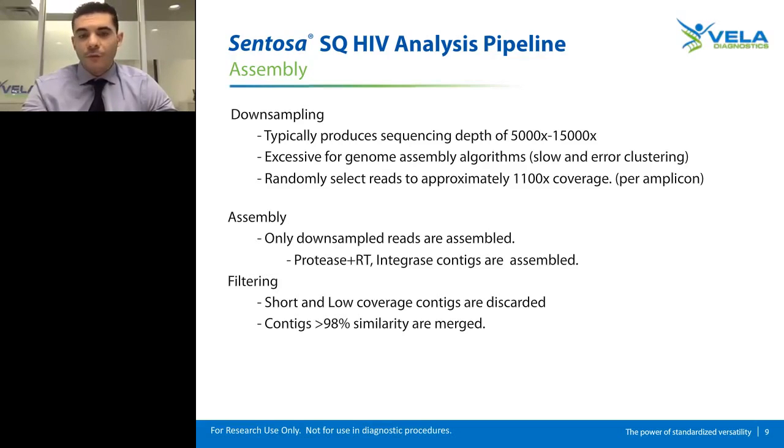We filter out short and low coverage contigs, so those with a median coverage of 250 base pairs or less are filtered out, and contigs that are greater than 98% similar are merged.